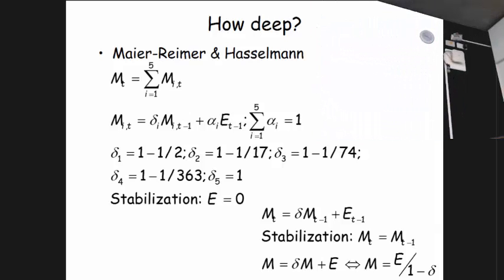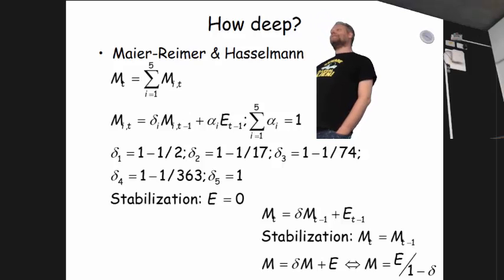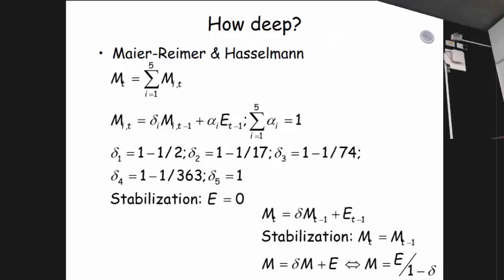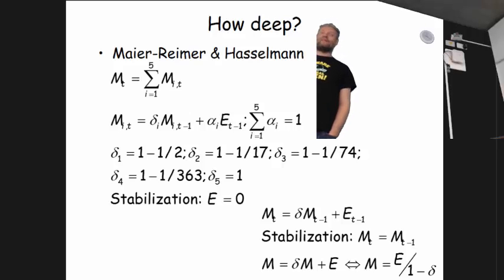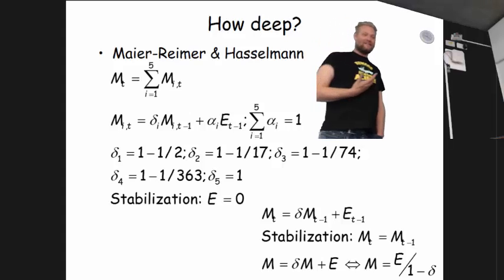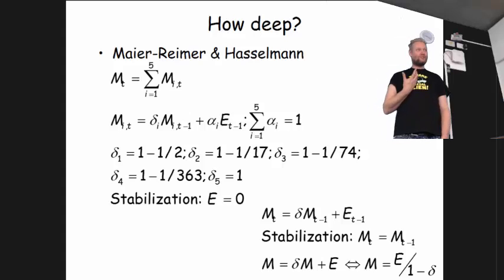Now that is one way of solving this equation. We can also just return to this equation here, right? And say, well, delta is 1, so M is M plus E. There is a solution to this equation, and that is that E is 0. Which implies that the only way to stabilize CO2 concentrations is to drive emissions to 0.